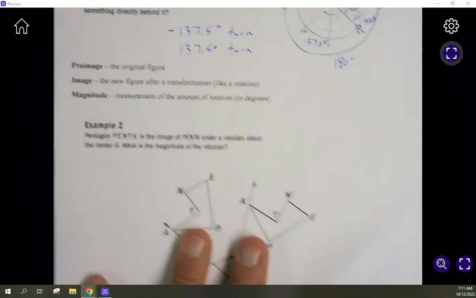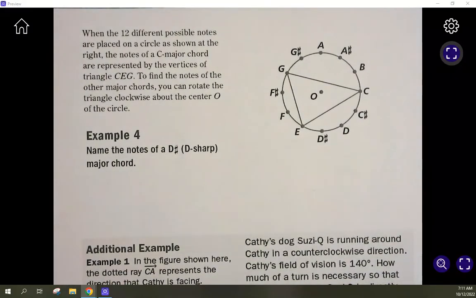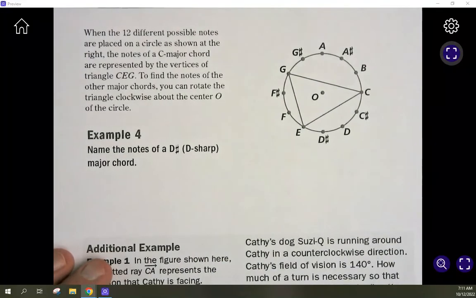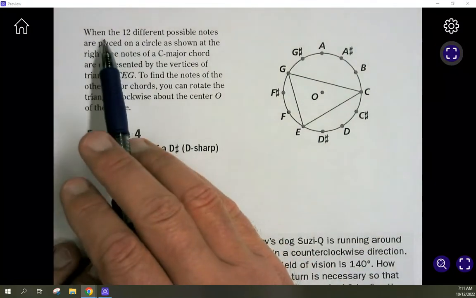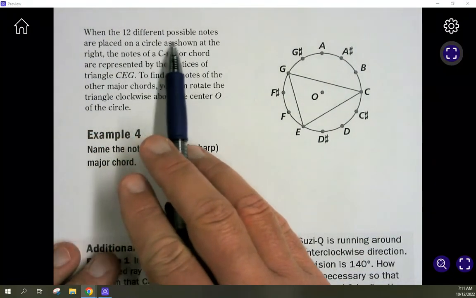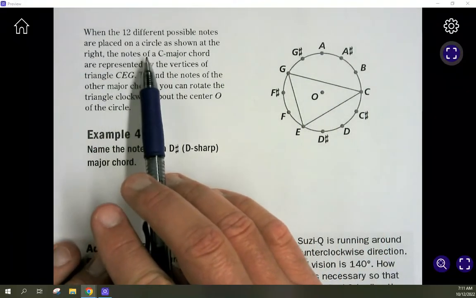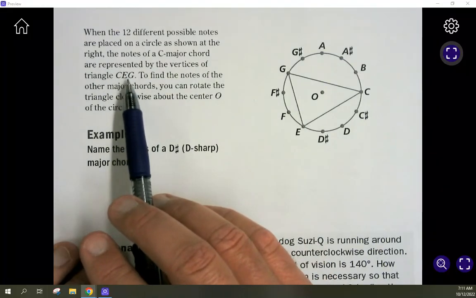All right, let's flip it over. Look at this a little differently here. Some of you may be in band and you may know some things about music and some chords. You may just play the guitar and know things about chords, or the piano. When 12 different possible notes are placed on a circle as shown at the right, the notes of a C major chord are represented by the vertices of the triangle CEG.